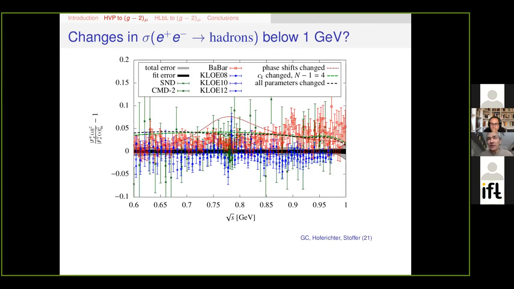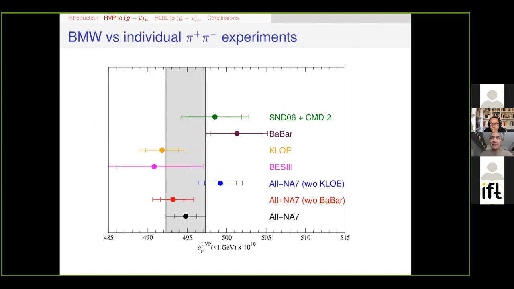Now, one may wonder, and definitely from this plot, you see that there are some data which are somewhat higher than the central fit, and this is known, these are BaBar, and the KLOE data, which are somewhat lower than the total fit. So it's interesting to look at what you get if you analyze individually the different data sets. And this is shown in this plot. So this is the final result by doing this fit. And let me emphasize, this is the contribution from below 1 GeV. So it's not the total, not even 4 pi, the total.